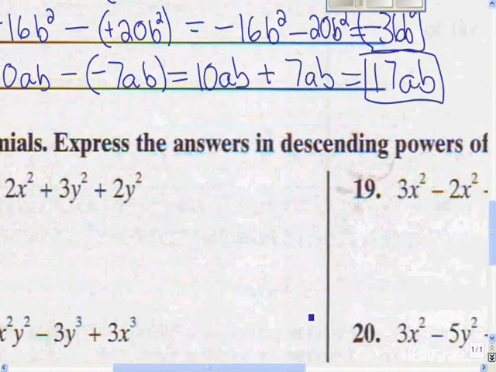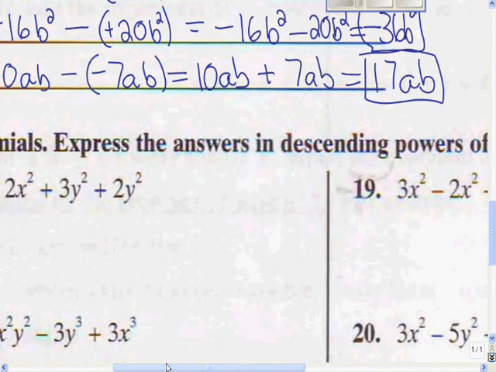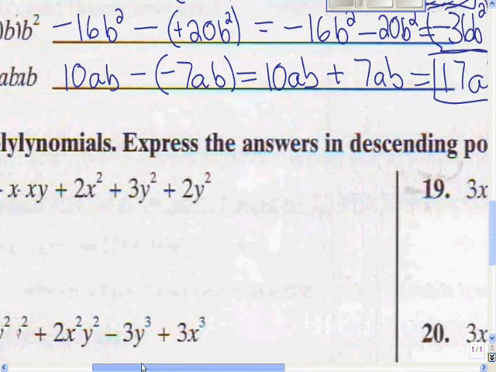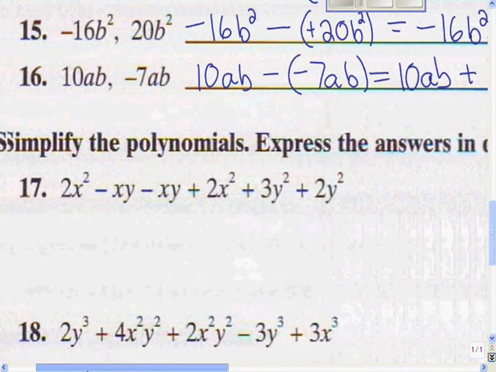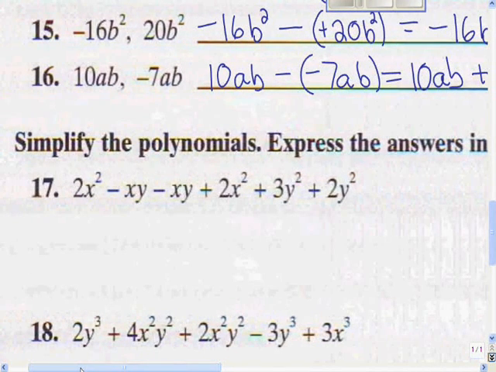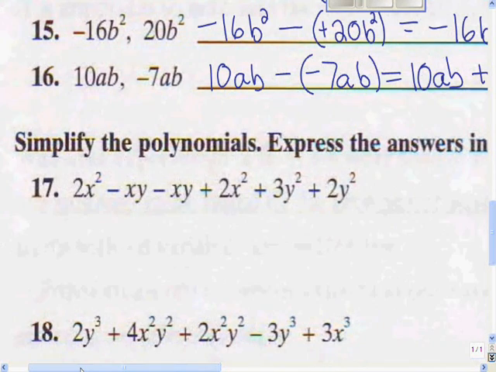Okay. Now, here the directions say, well, we've already done this, so you should know how to do this. The directions say, simplify the polynomials. Express the answers in descending powers of x. So I want us to simplify that. What this means is that we've got to combine like terms. Simplify means combine like terms. So let's color coordinate like we did before.